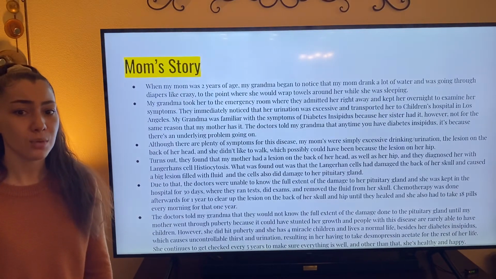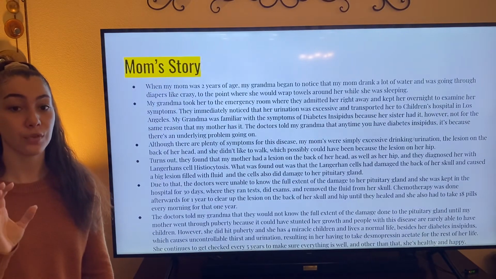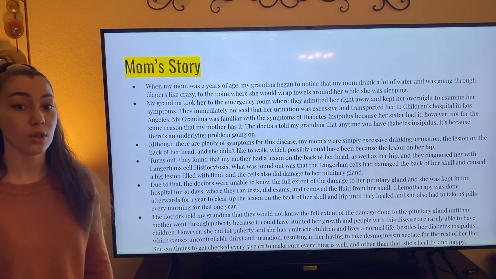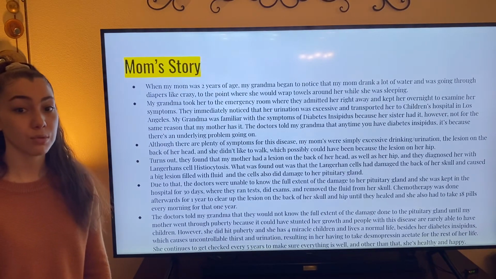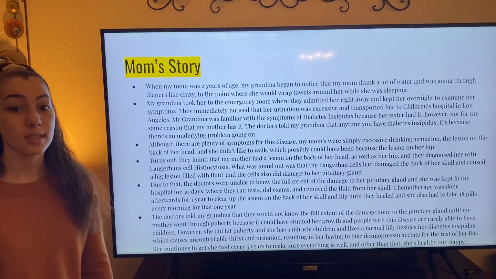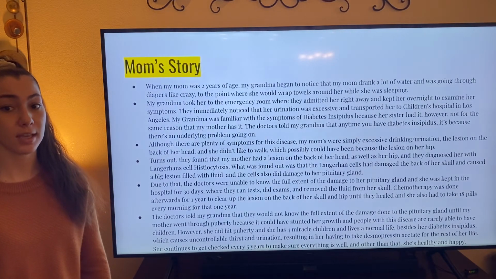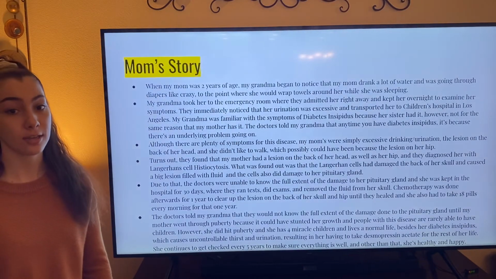What was found out was that the Langerhans cells had damaged the back of her skull and caused a big lesion filled with fluid, and the cells also did damage to her pituitary gland. Due to that, the doctors were unable to know the full extent of the damage to her pituitary gland, and she was kept in the hospital for 30 days, where they ran tests, did exams, and removed the fluid from her skull. Chemotherapy was done afterwards for 1 year to clear up the lesion on the back of her skull and hip until they healed, and she also had to take 18 pills every morning for that entire year.